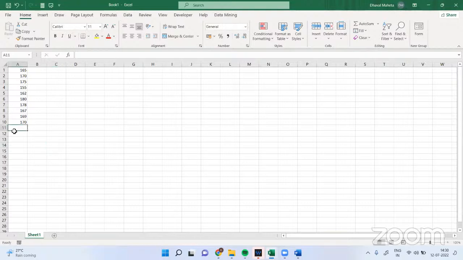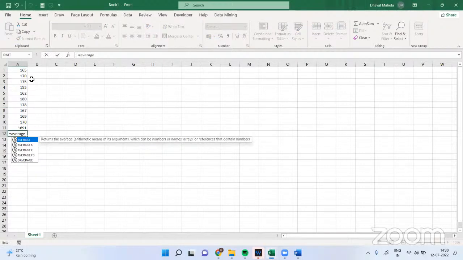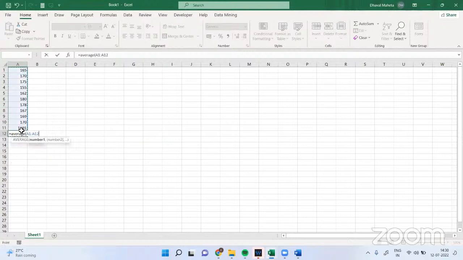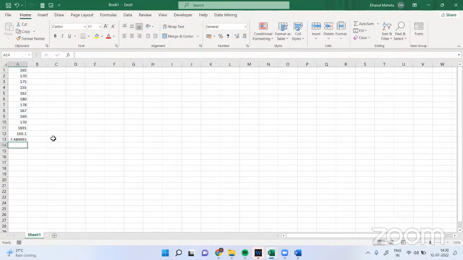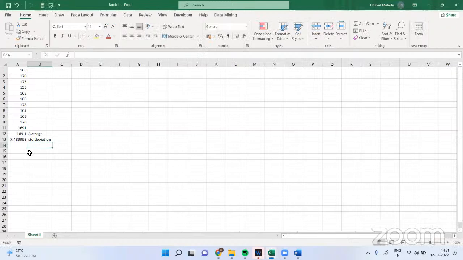Now, take the summation of it. You can take the average of this. Not the sum total, take the average and take the standard deviation. Is it done? Please confirm. This is average height of the students, and this is standard deviation. Can you see, all of you? How many total students are there? 10.